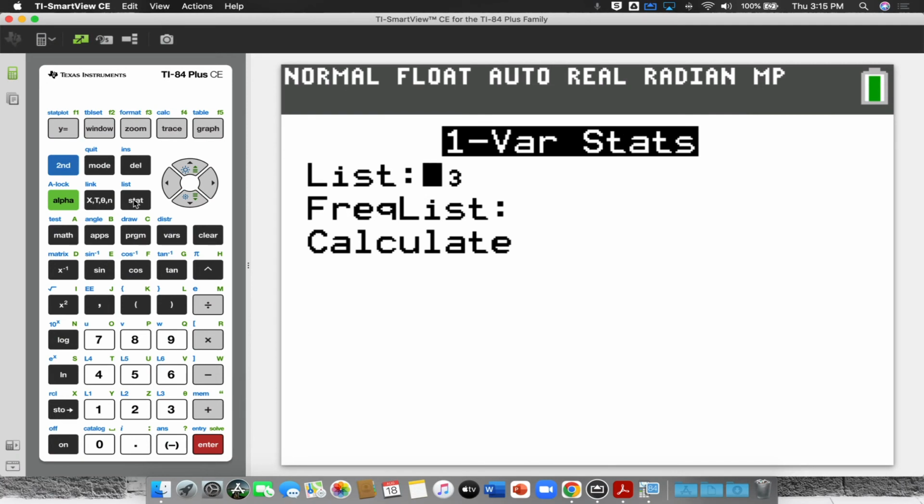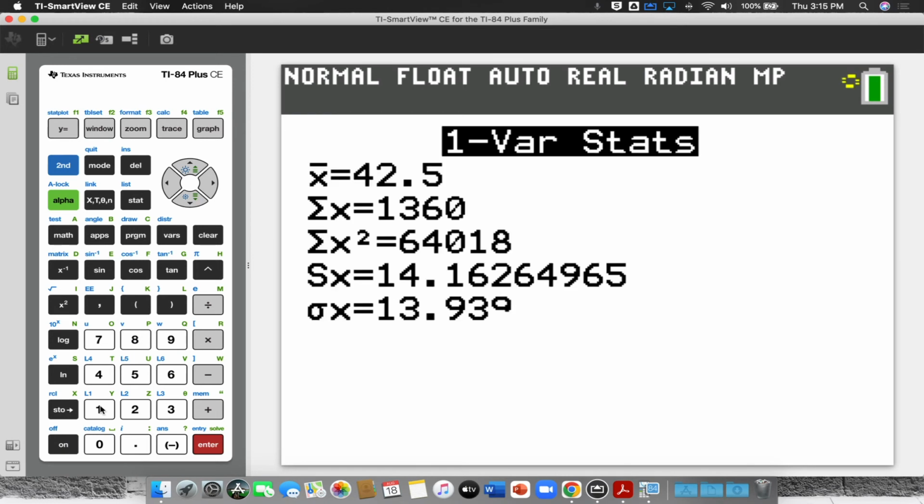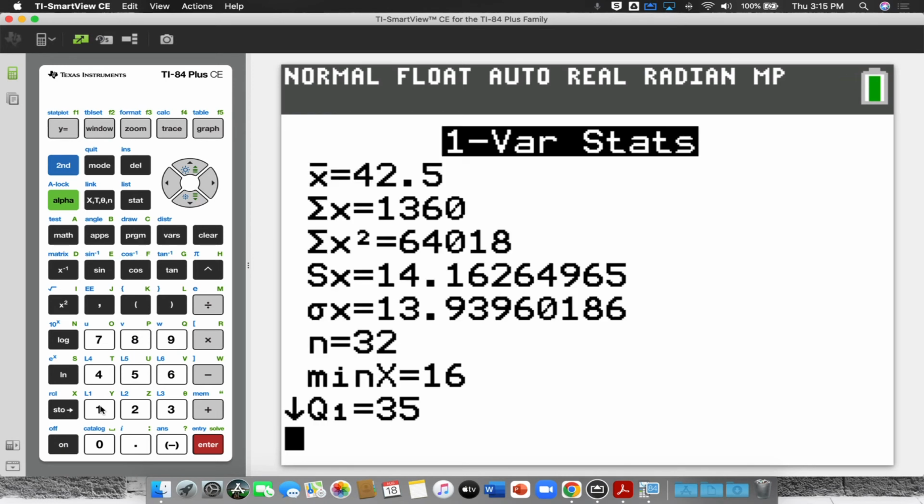And then you have to tell it, where is your list? My list is in L1. So I go second, then that's L1. It's got a little blue L1 above it. Frequency list, don't worry about it. We only change this once the whole year, and it's not until like chapter 6. So just leave it blank. Calculate. Here are your numbers. The very top one, the x with the little line over it, is called x bar because it's x with a bar over it. That's the mean: 42.5.